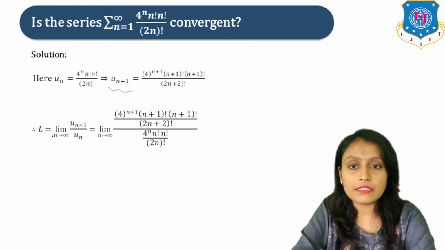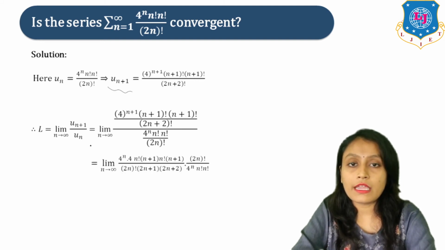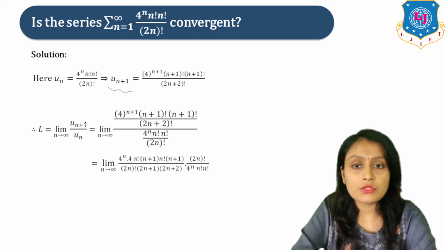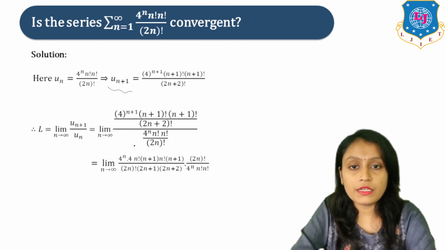Now we will find the limit as n tends to infinity of un plus 1 upon un. Firstly, we will apply the ratio test. Only if this ratio test fails will we apply Raabe's test. So firstly we will solve for this. Write down un plus 1 and un, and we will simplify this.